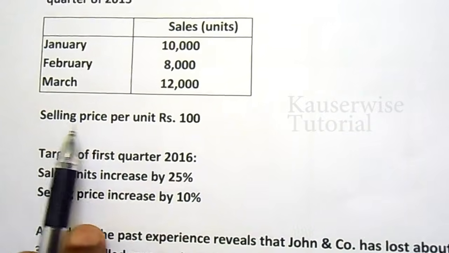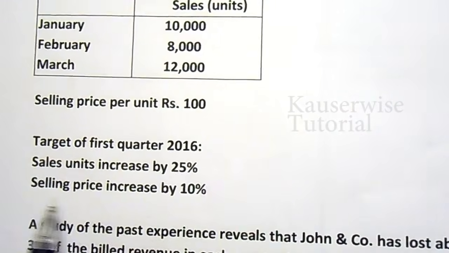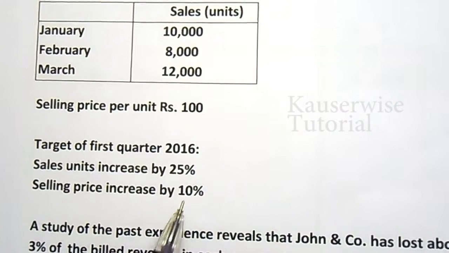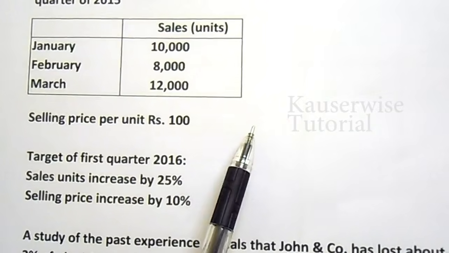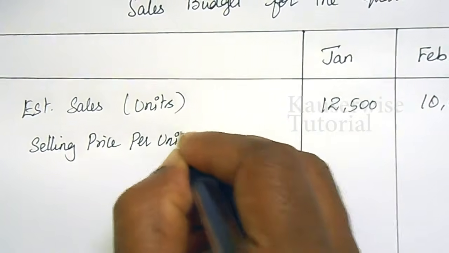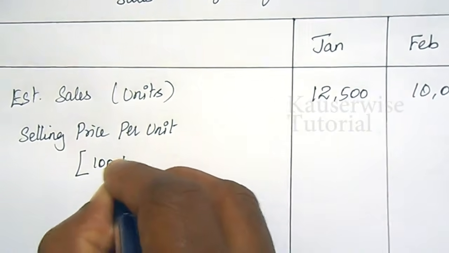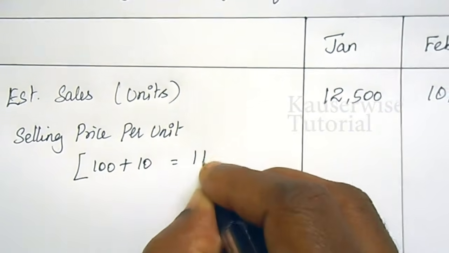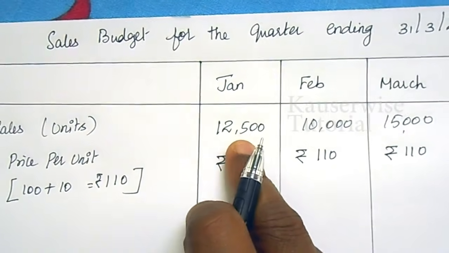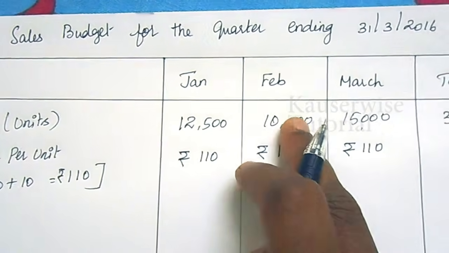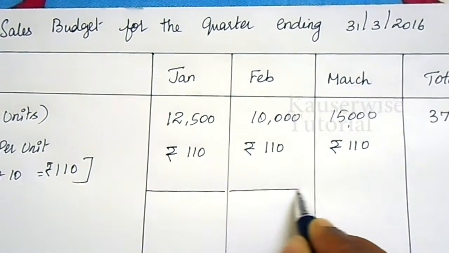Last year the selling price per unit is 100 rupees. In the future they are going to increase the selling price by 10%. So 10% on 100 rupees is 10 rupees. So 100 plus 10 is equal to 110 rupees. Selling price per unit is 100 plus 10% which is 10 rupees, total 110 rupees. Now you need to multiply 110 with the estimated sales in units: 110 into 12,500, 110 into 10,000, 110 into 15,000.